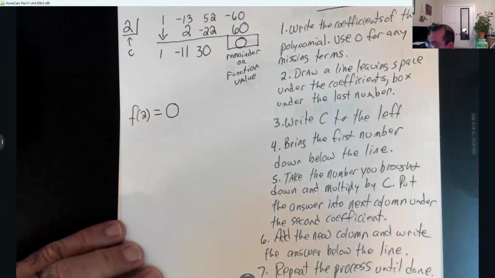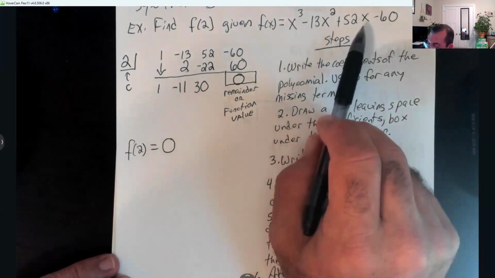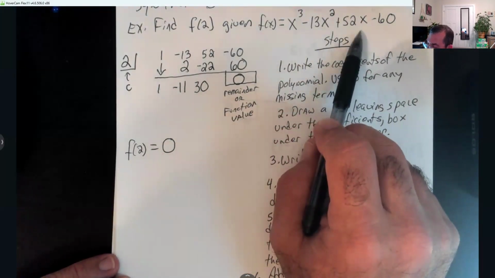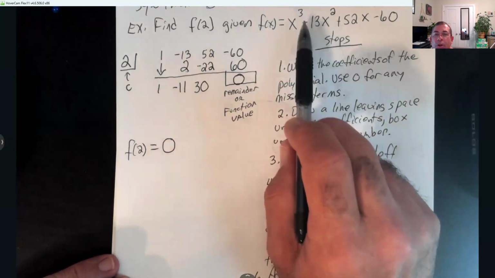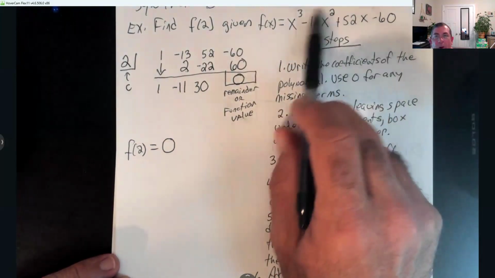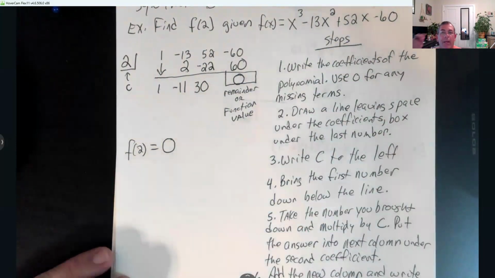That is the answer that you would have gotten if you had put a 2 into this function and worked it. You would have ended up with an answer of 0, okay?